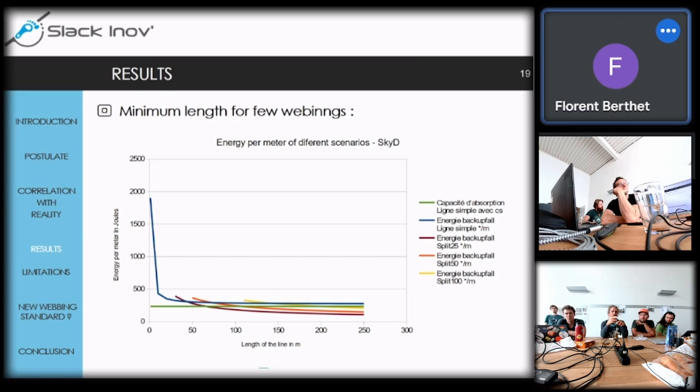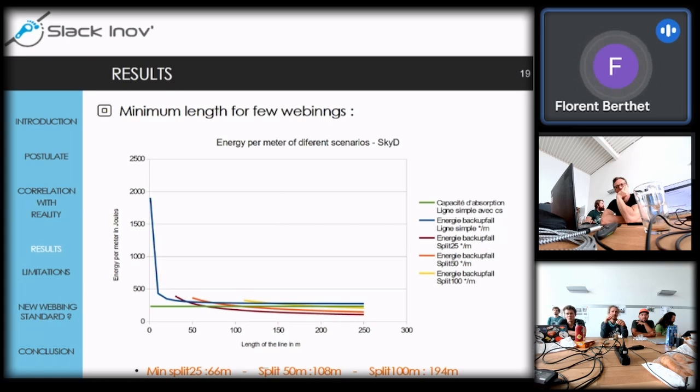Is the safety factor 3 or 6 in this calculation? 6. Yes, this is with a safety factor of 6. So if you are over the green curve, it's not safe, but it can maybe hold.